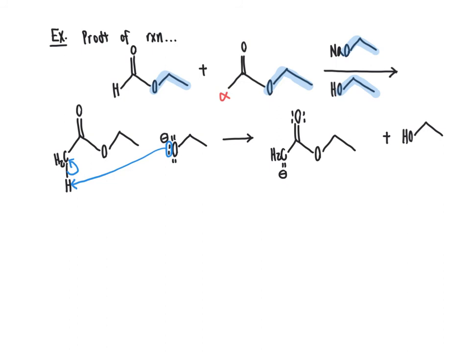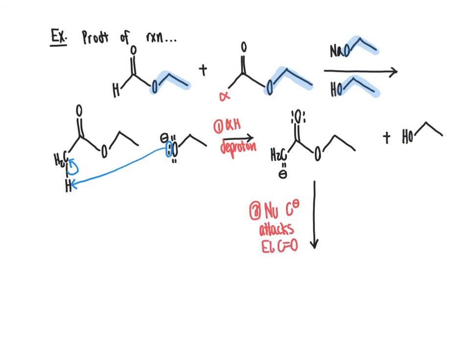So now that we have done this first step of deprotonation of the alpha hydrogen, the next step is that in step 2, the enolate carbon nucleophile is going to attack the electrophilic carbonyl.